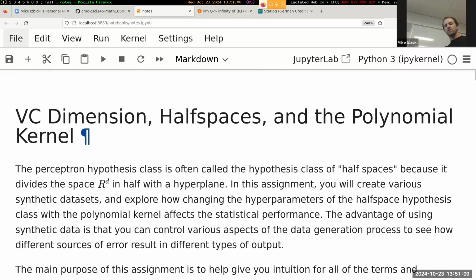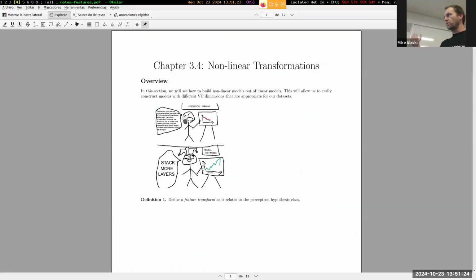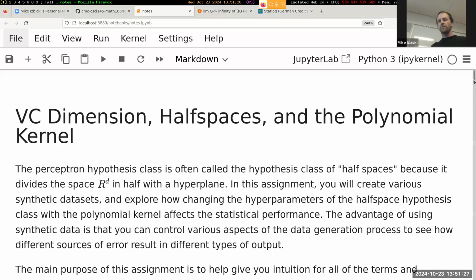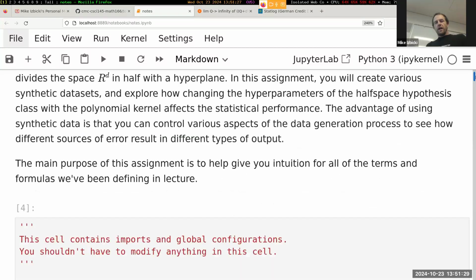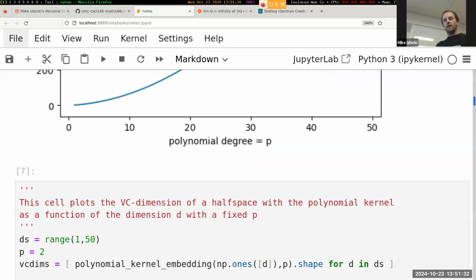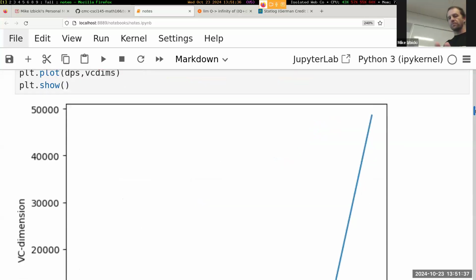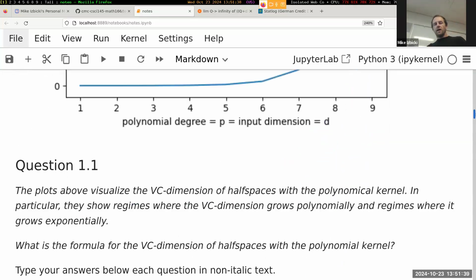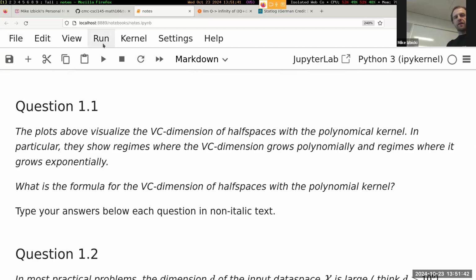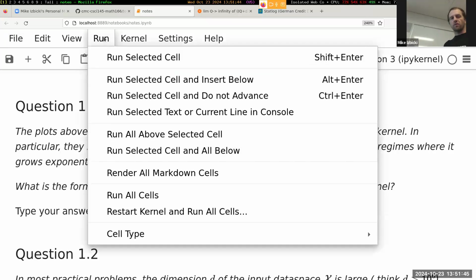So first of all, this is exploring, here I'm using the term half spaces and the polynomial kernel. The perceptron hypothesis class is often also called the class of half spaces. So everything that is in this homework assignment is coming from this set of notes right here, just exploring this set of notes. And let's see, you'll do a handful of things. First, you'll just actually plot the VC dimensions in different regimes.